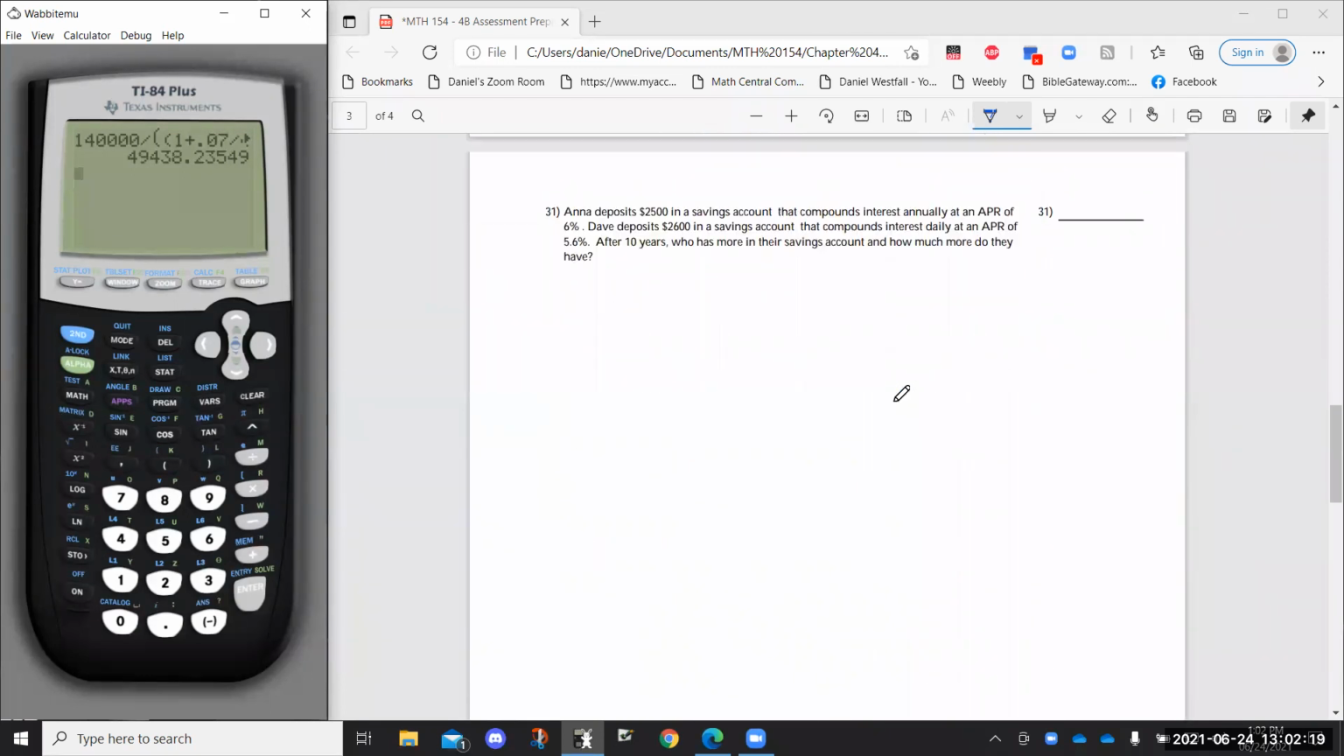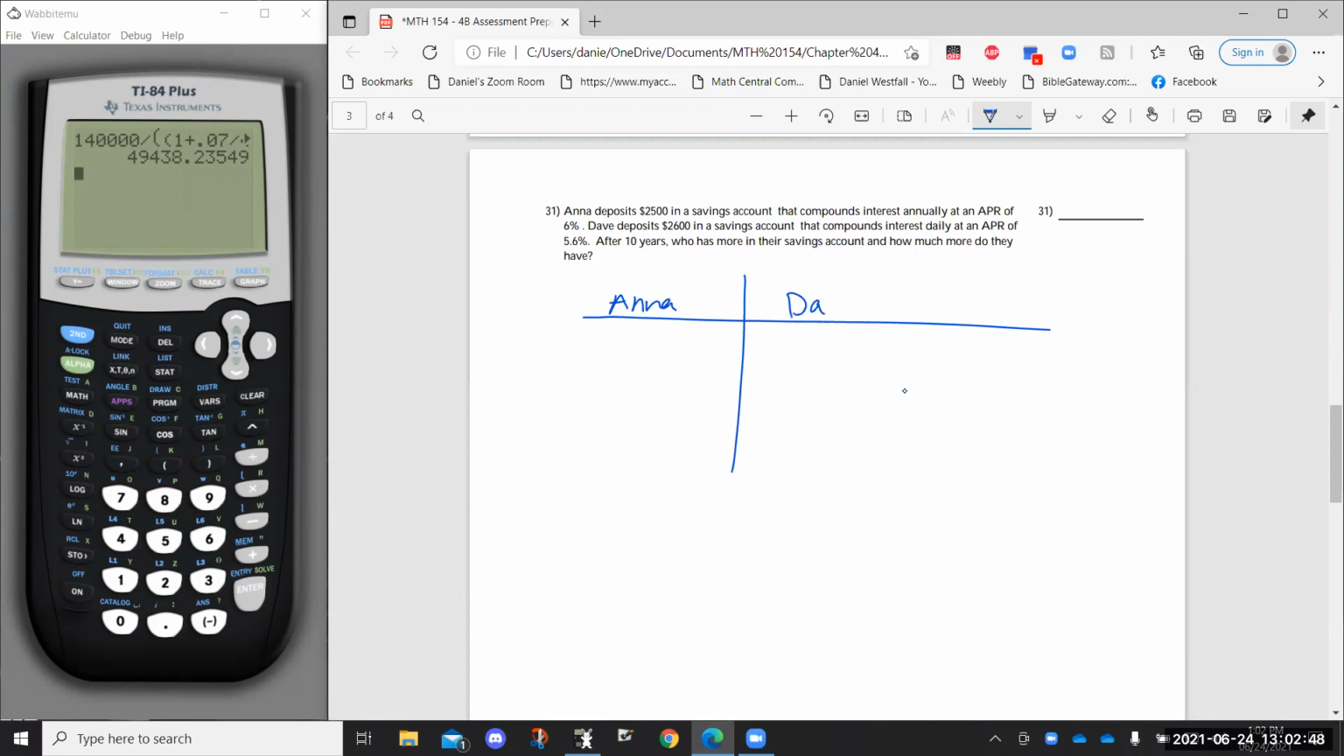Okay, got one last problem here. Anna deposits $2,500 in a savings account that compounds interest annually at an APR of 6%. Dave deposits $2,600 in a savings account that compounds interest daily, an APR of 5.6%. After 10 years, who will have more in their savings account? So I'm just going to make a table here. Anna, and Dave, since I have plenty of space on this page.